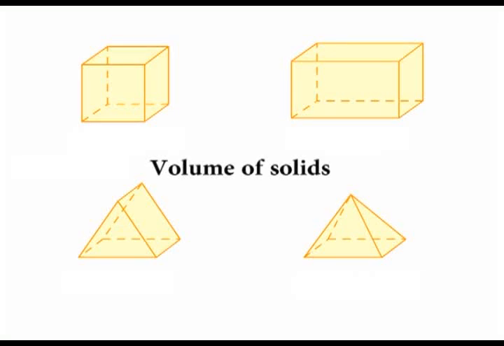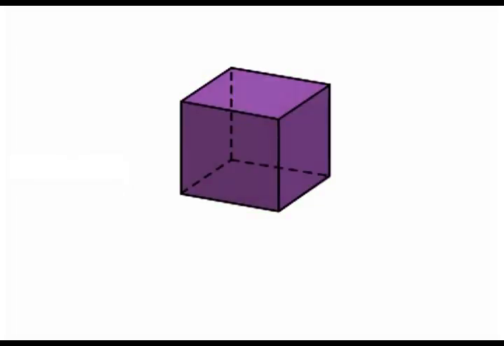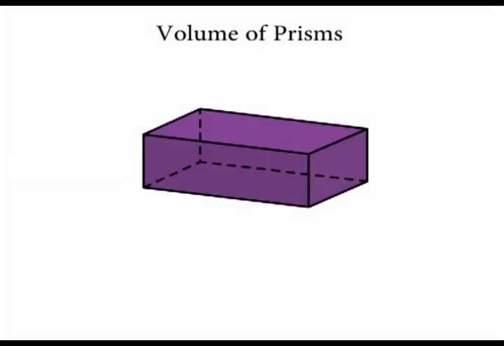Next chapter, volume of solids. Volume is the amount of space occupied by a solid in 3D. Prisms are solids with uniform cross-sections.